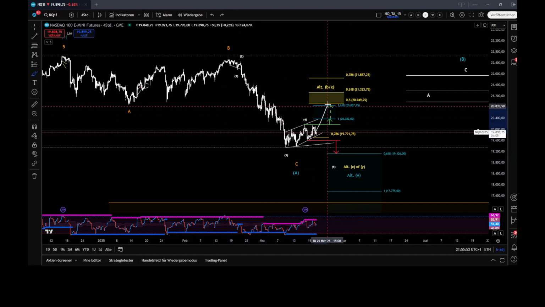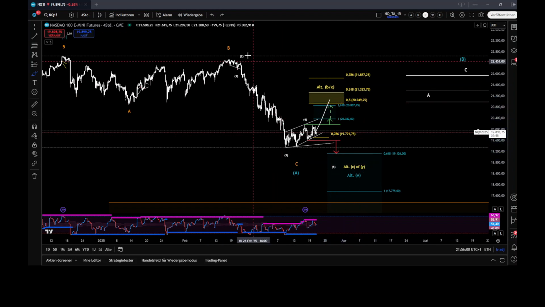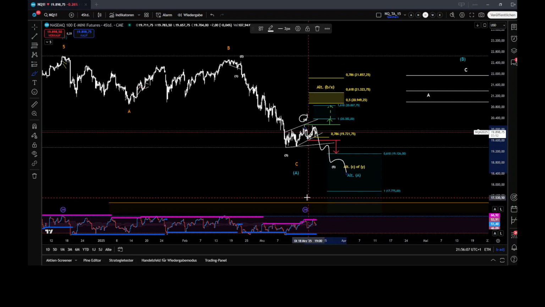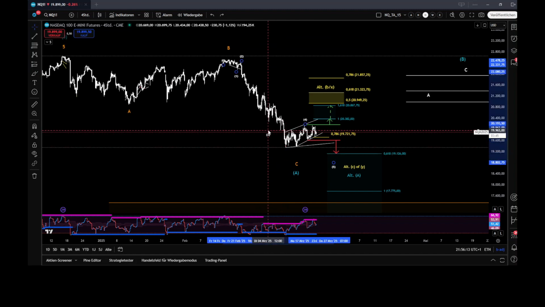So move up to the upside in either a B or X wave, and then an impulsive move to the downside in the yellow scenario, or we have, in what is now the white scenario, a 4th wave, and then we build to the downside directly impulsively. So that would be the alternate scenario, but for now I leave it like this.